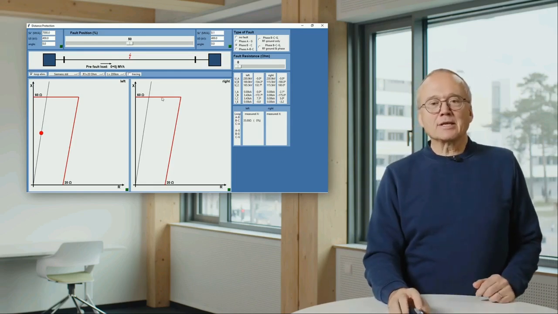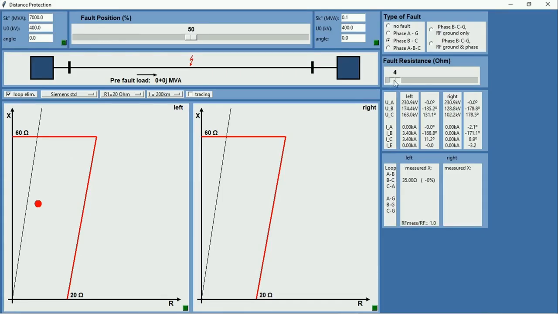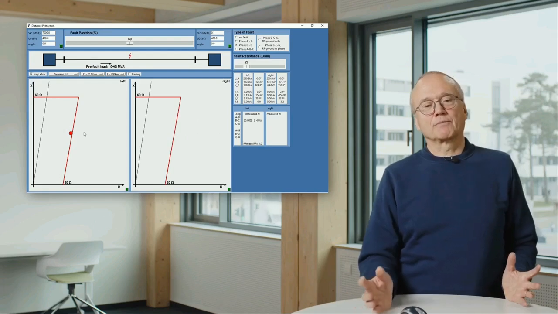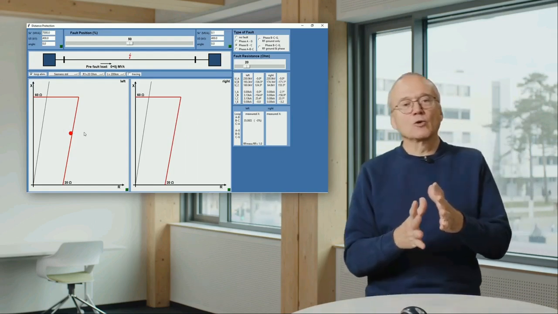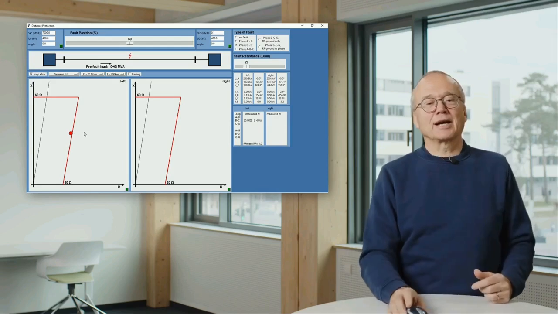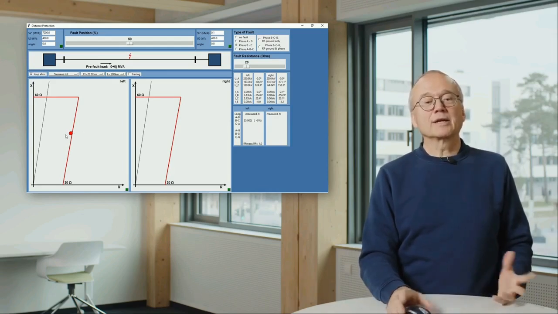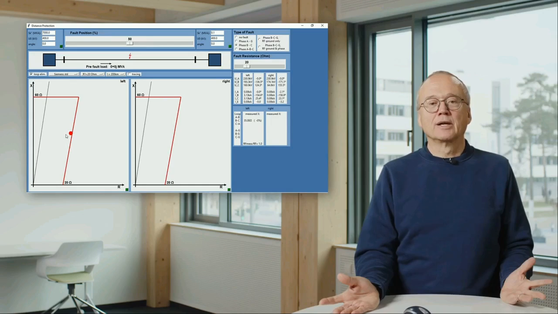So now let's see what happens if we add fault resistance. We move to the right. Here this is 10 ohms. And what you now see is if we are at 20 ohms, 20 ohms, you are nearly at the limit. We made a setting of 20 ohms. We have infeed from one side and we exactly see what we expect.